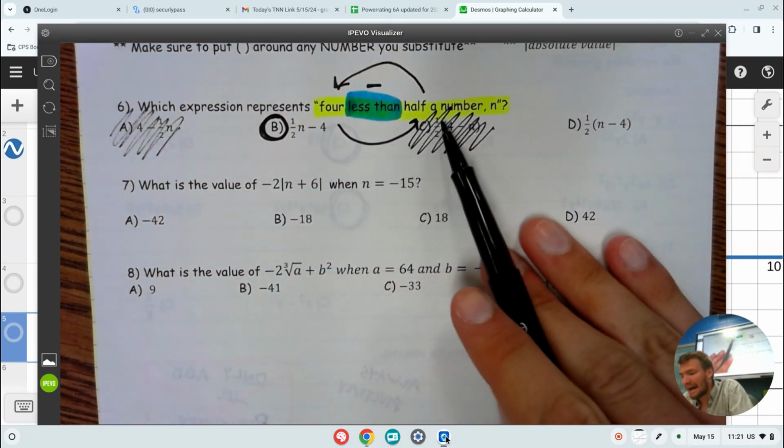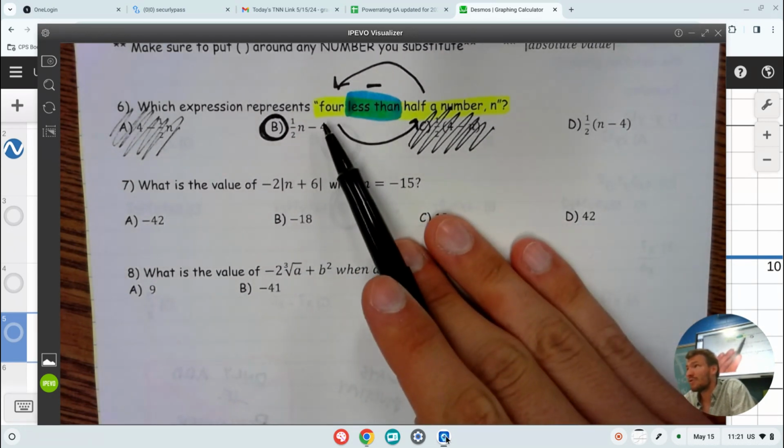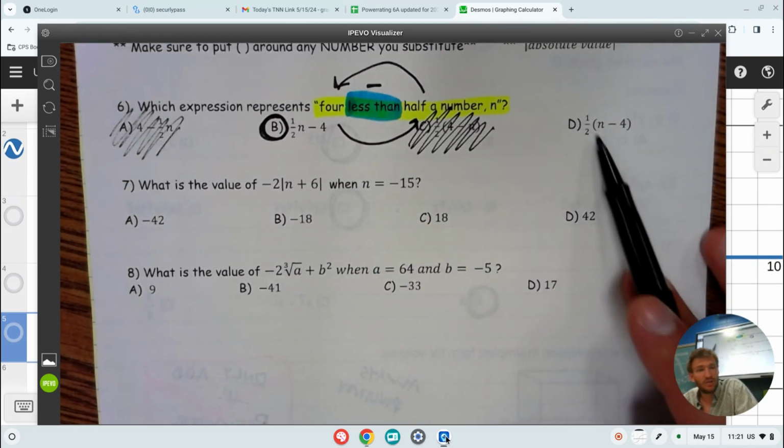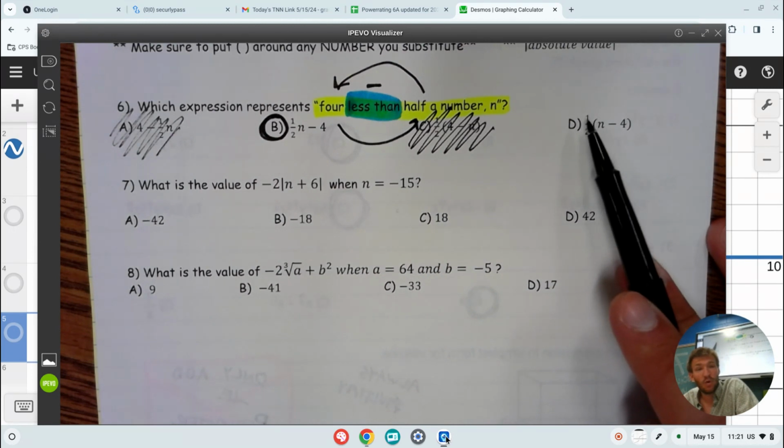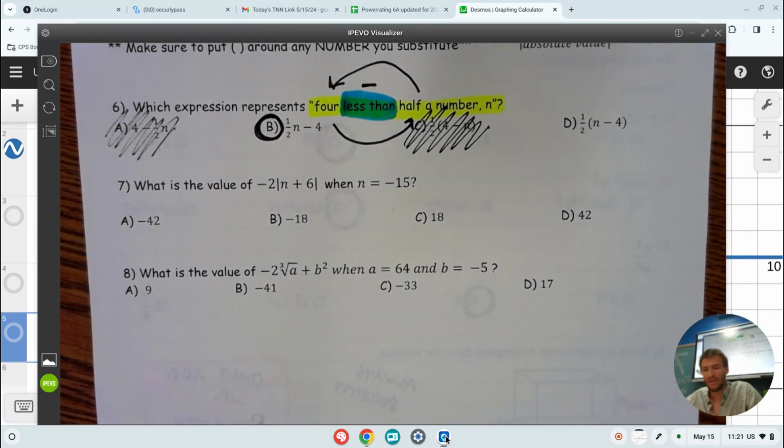4 less than half a number n. It doesn't say anything about cutting 4 in half, which is what's going on with D, where the 1/2 is also cutting the 4 in half. So I don't think D is the correct answer. It has to be answer choice B.